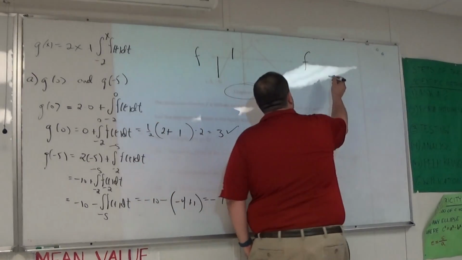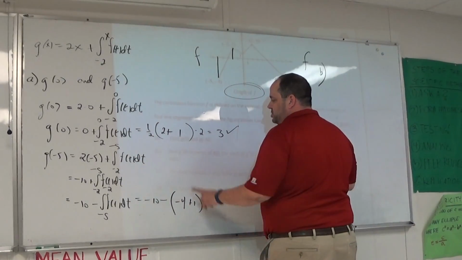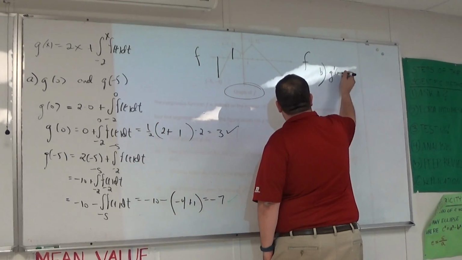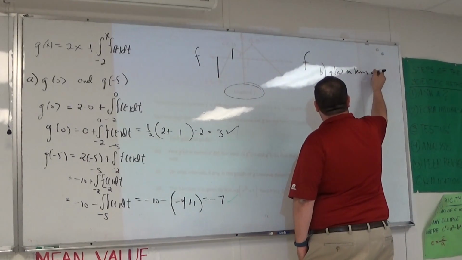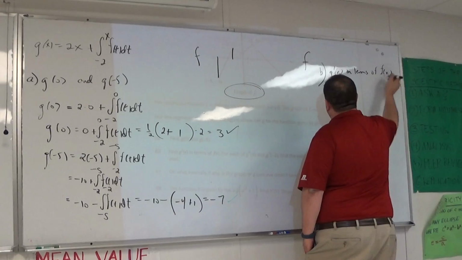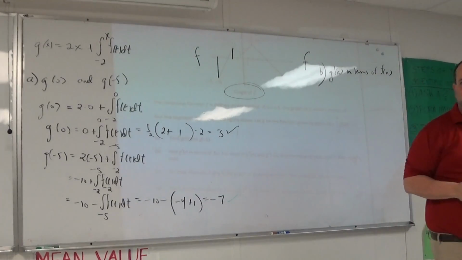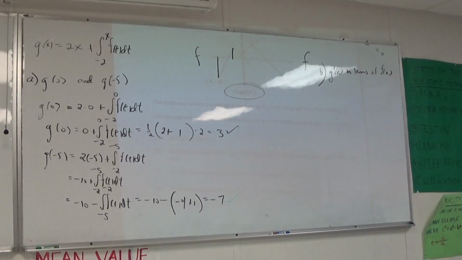Part B. Find g prime of x in terms of f of x. I need g prime of x in terms of f of x, then find g double prime of 4 and g double prime of -2. I'll give you a little bit more processing time on this one.